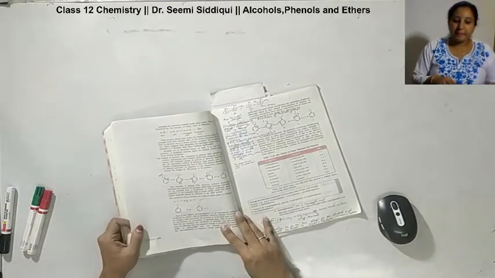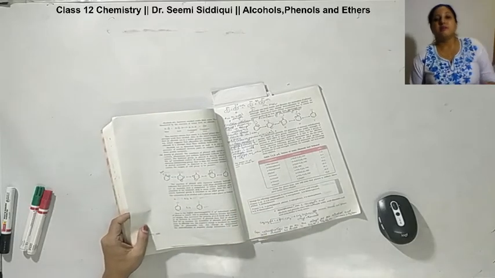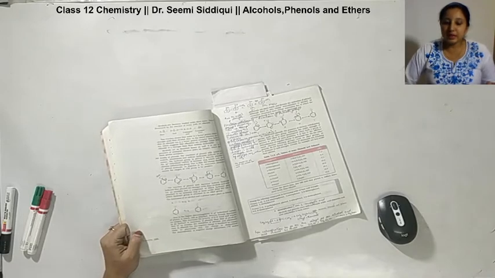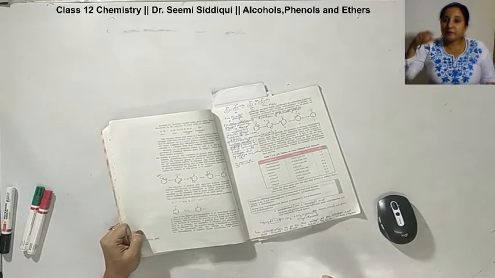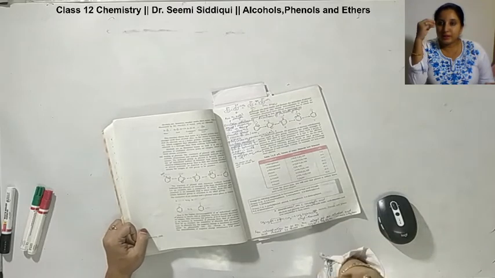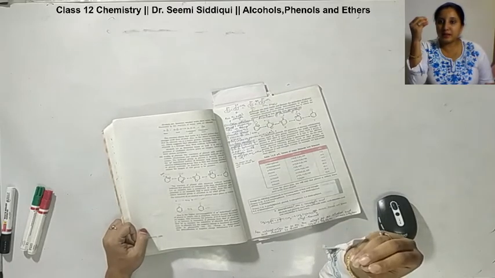Then we did about the phenol. फिनॉल के अंदर we said कि फिनॉल के पास अगर इलेक्ट्रॉन विथड्रॉइंग ग्रुप होगा then it is going to be more acidic in the nature.